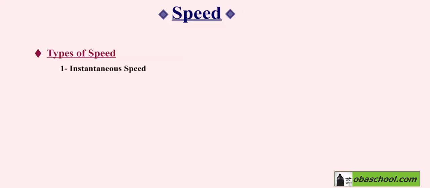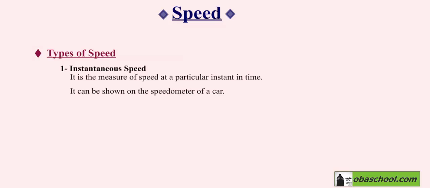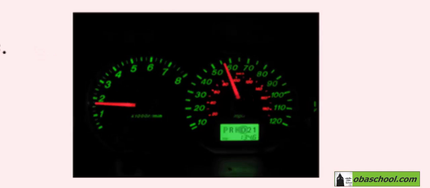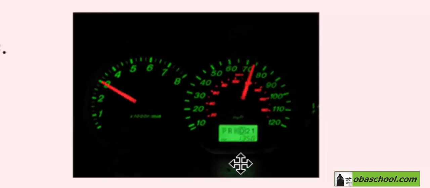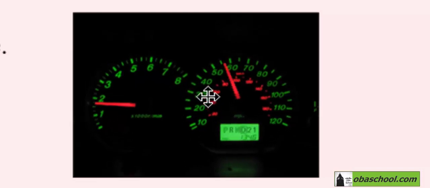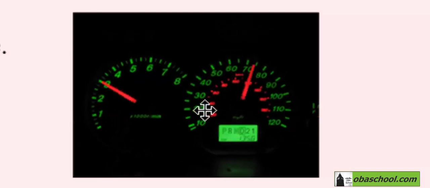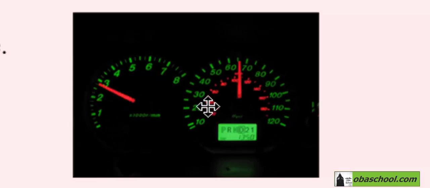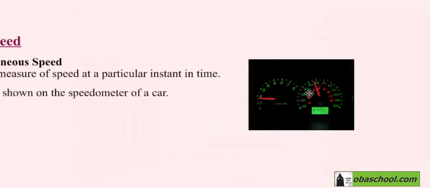First, let's begin with the types of speed. The first type is instantaneous speed. It is the measure of speed at a particular instant in time. It can be shown on the speedometer of a car. Here we see a speedometer of a moving car. This car can start at a speed of 10 to 20 to 30. So here the speedometer shows the speed of the car at every instant of time.